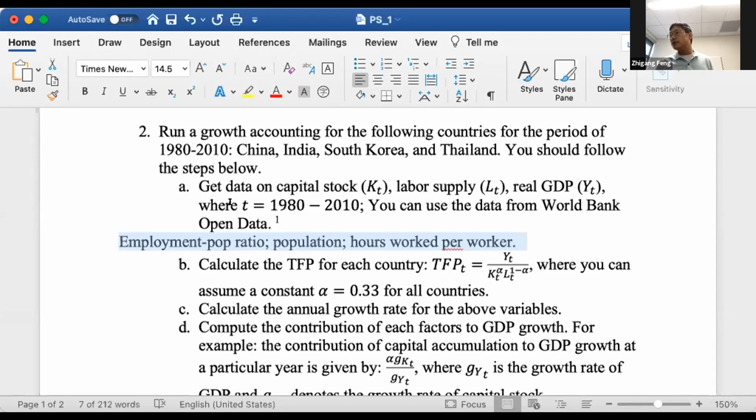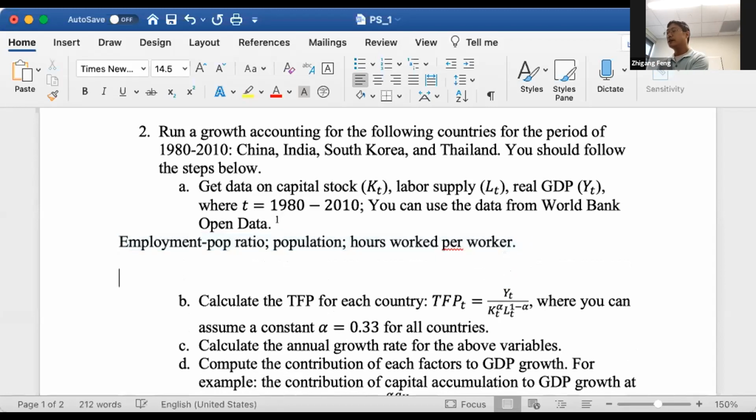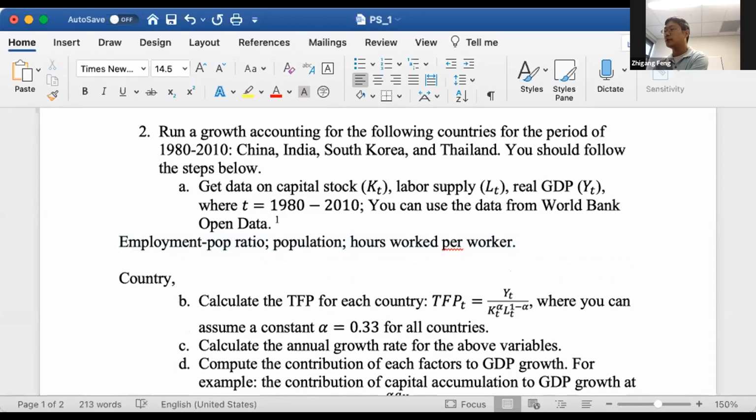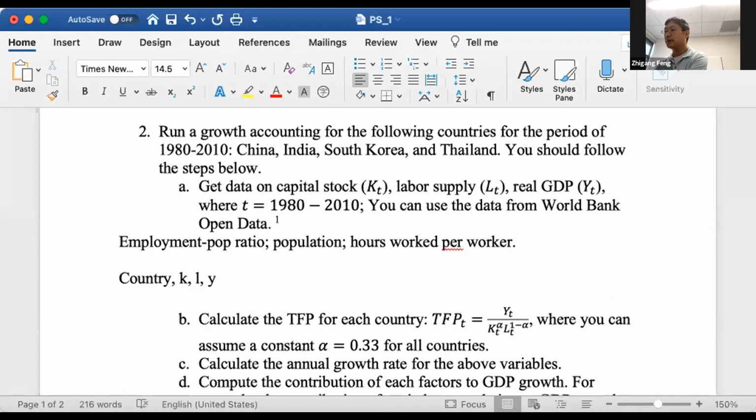Okay, so once you find the data, in the data you should have an Excel file, right? I can pretend I have Excel. So what you have is country here, the first column, and then the second column, you calculate your capital. And then the third column, you calculate labor. And the last column, you calculate your Y. So this is what you're supposed to get.